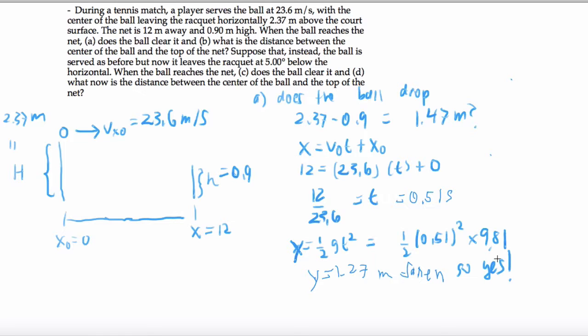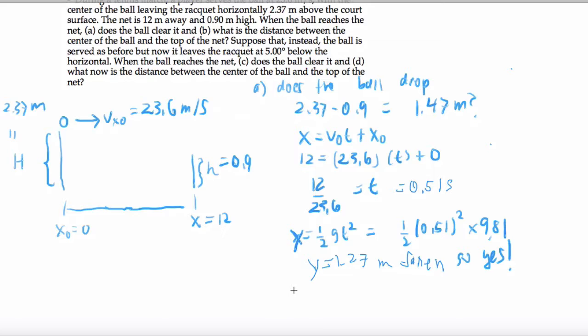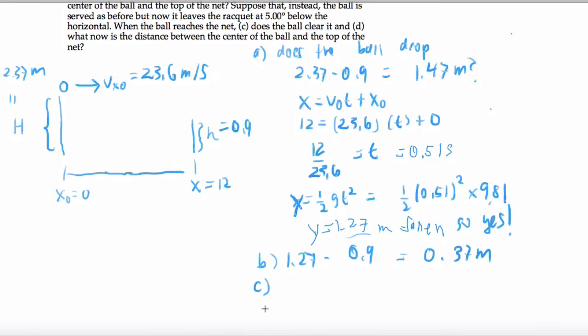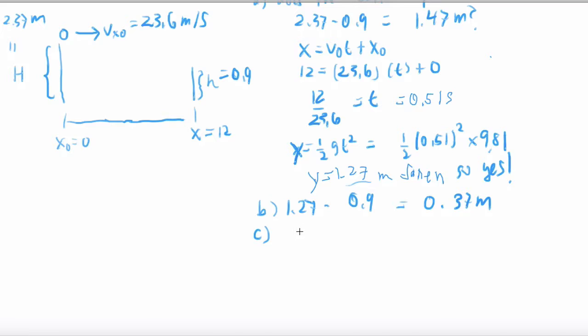Now, what is the distance between the center of the ball and the top of the net? That's going to be 1.27 minus 0.9, because that's the distance it falls, and that's going to be 0.37 meters. And then the ball is served 5 degrees below the horizontal. So we have a little bit more of a calculation to do, so let's just see. So we have 23.6 times the cosine of 5 degrees to get the speed.